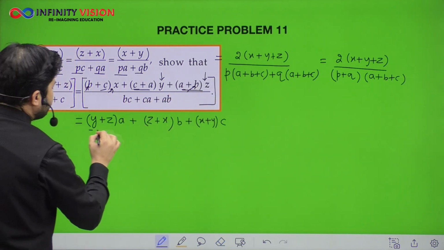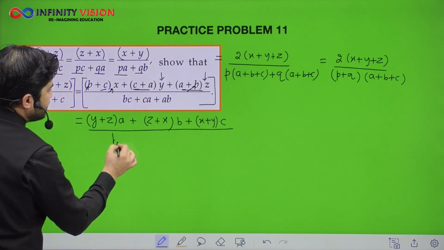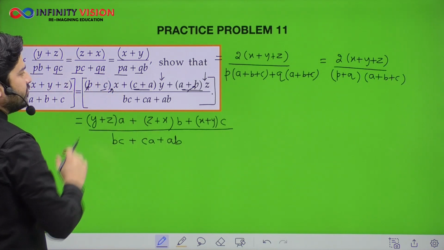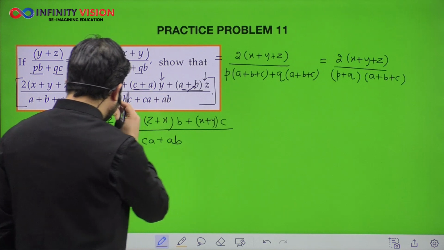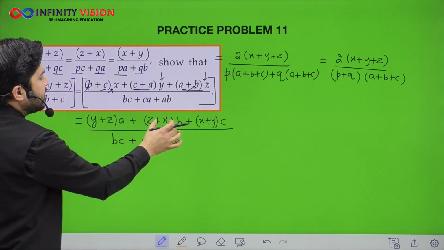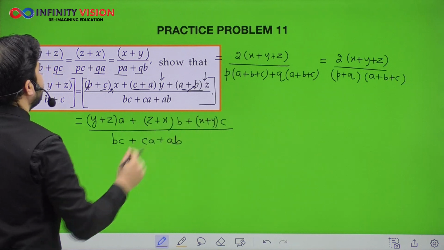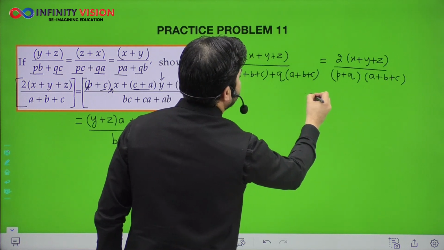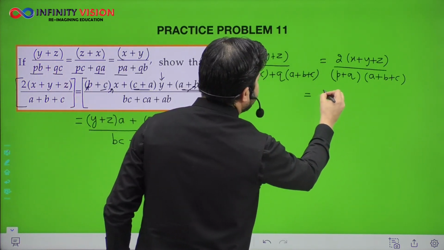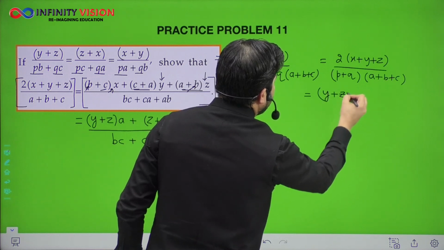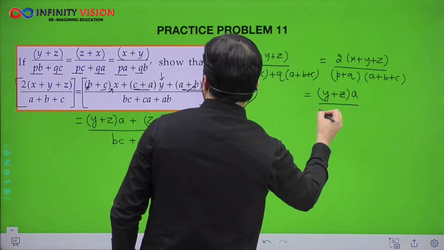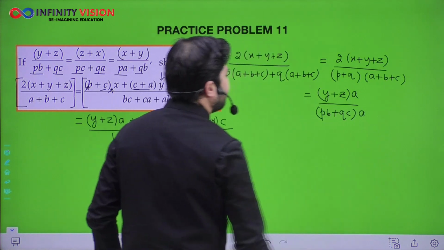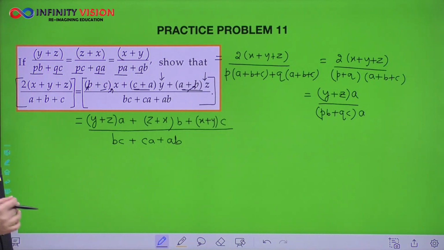And the denominator would be bc plus ca plus ab. This is the equation we have to prove. Now, if I look here, you have (y plus z) into a, (z plus x) into b, and (x plus y) into c. So I can rewrite all these equations as equivalent to, if I see the first equation, (y plus z) into a upon (pb plus qc) into a, because I have multiplied and divided my first ratio by the same quantity.